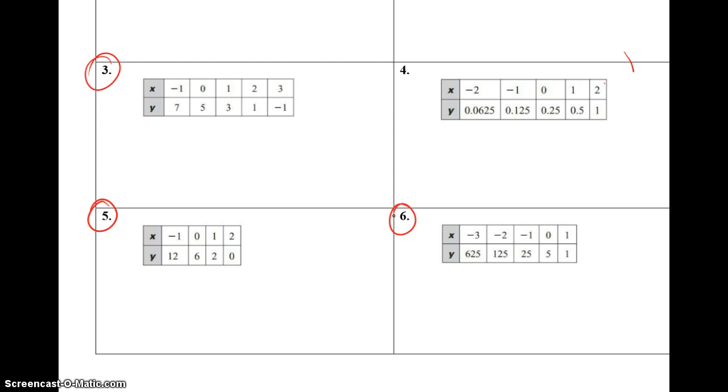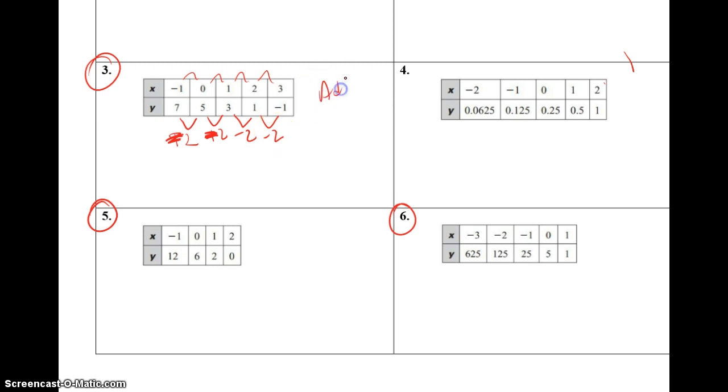First of all, when you look at a table, remember it's input and output. The output are the y values, and that's really what you're going to focus on. Just double check and make sure that your x values are going up evenly. Like for example, in number 3, these are all going up by 1. And if we look at how our y values are changing, it looks like we're adding 2, or no, we're subtracting. We're subtracting 2 each time.